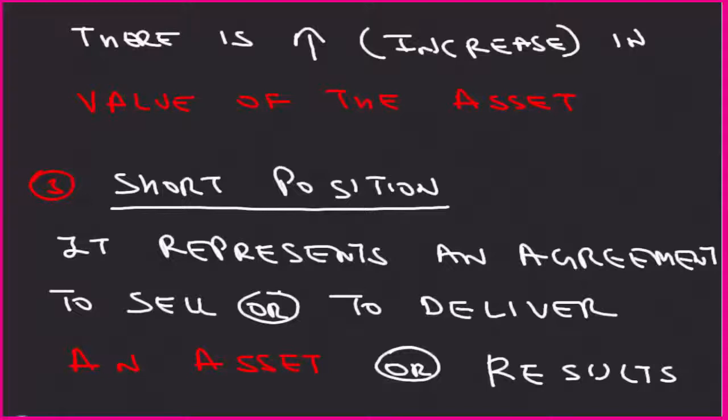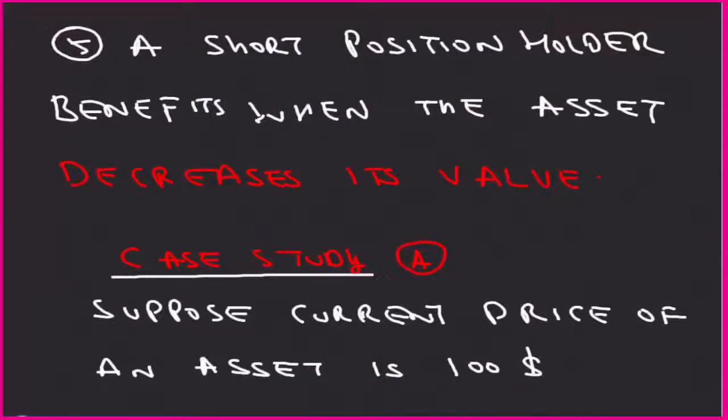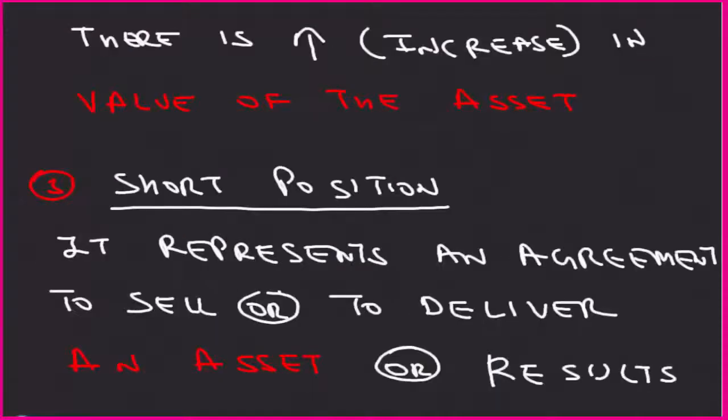Now, third point, what is the meaning of short position? Opposite position. Long means buy, short means sell. It represents an agreement to sell, or to deliver the asset, or results from borrowing an asset and then selling it. I will tell you what borrowing an asset and then selling it means. Just firstly write down the meaning of short position. It represents an agreement to sell.